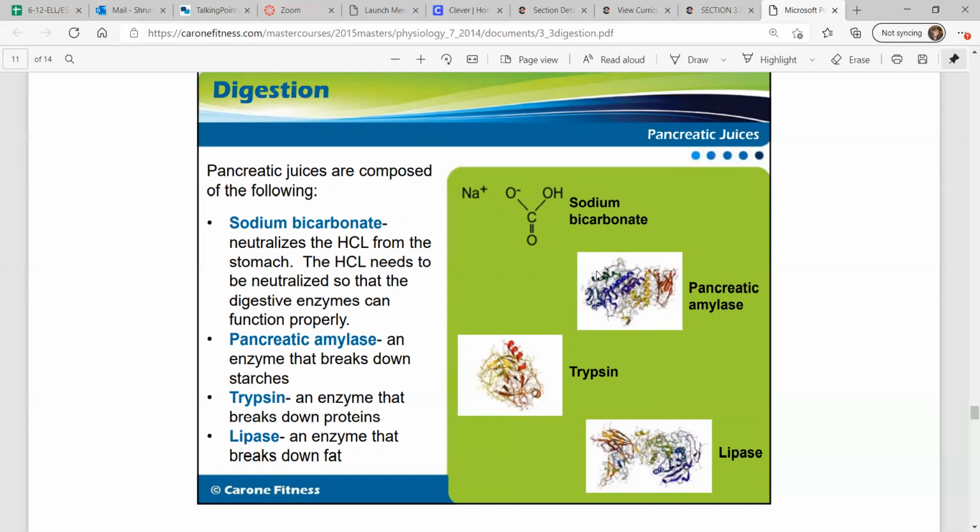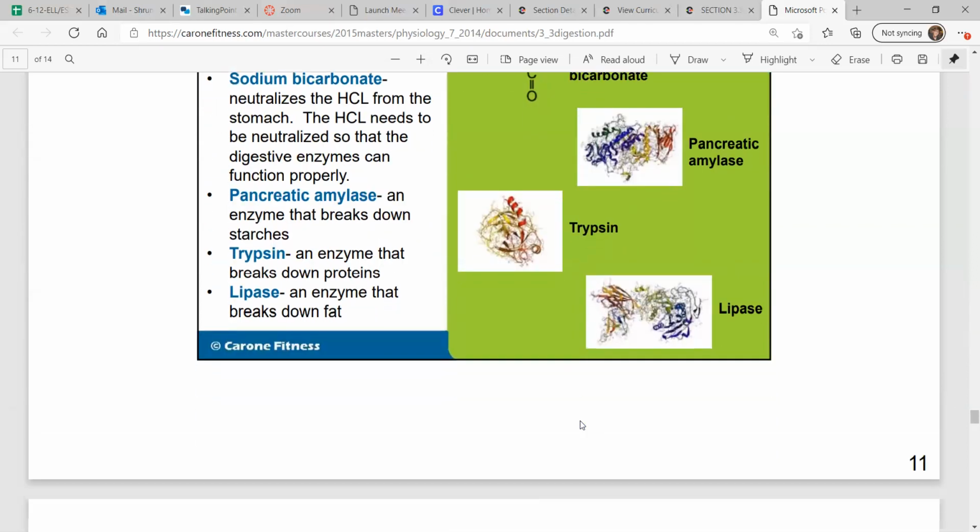Sodium bicarbonate neutralizes all those acidic elements, and the pancreatic amylase is an enzyme that breaks down starches. So that will break down potatoes, rice, those carb-heavy foods. Trypsin is an enzyme that breaks down proteins, and lipase is an enzyme that breaks down fat. So there you go.